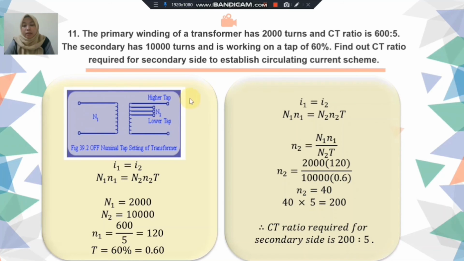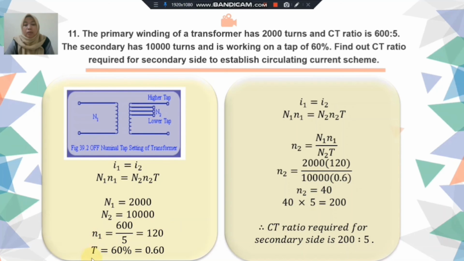So this is the figure. As you can see, here is the primary side and here is the secondary side. So we know that I1 is equal to I2. The number of turns is N, and the small n is the CT ratio. The number of turns N1 at the primary side is 2000. After that, N2 here we have 10,000. So we want to find the n2, the ratio is 1 ampere. So if 1 ampere, we have 600 divided by 5, so we get 120.